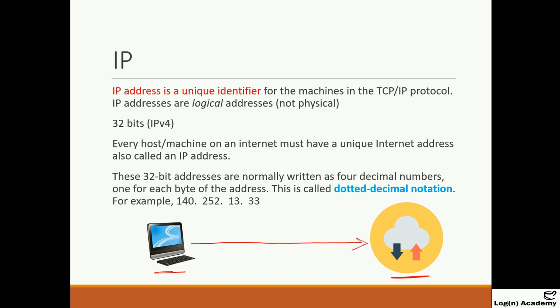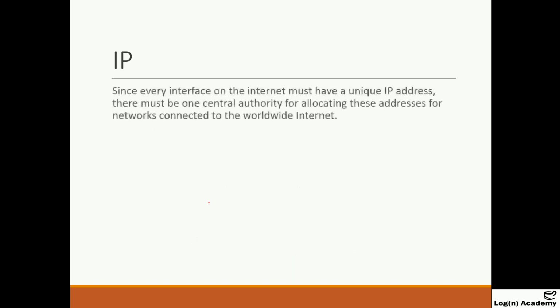Let's say this is the kind of connection I want to establish. For that, I need to have an IP address associated with my machine so that it could become a part of the internet. Now the question arises: who can associate an IP address? Who can give me this IP address so that I can use it for my machine's identification? We will answer this question in the next slide.